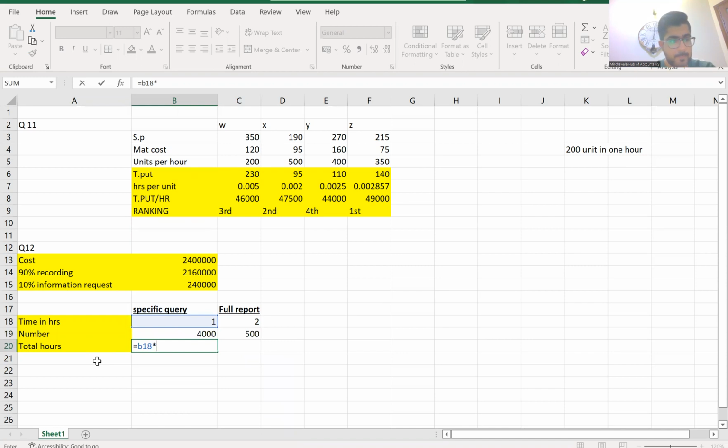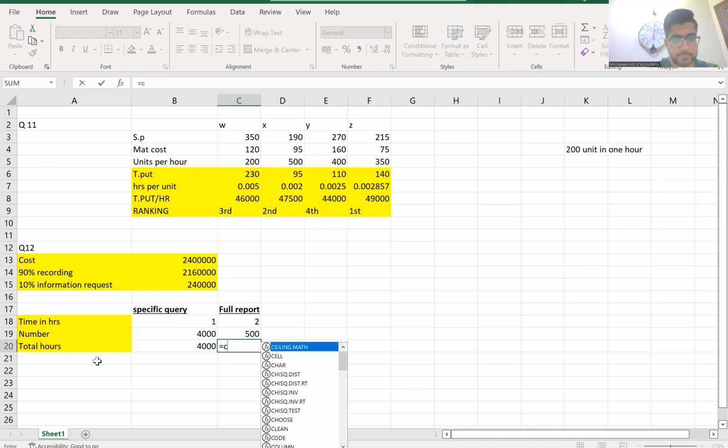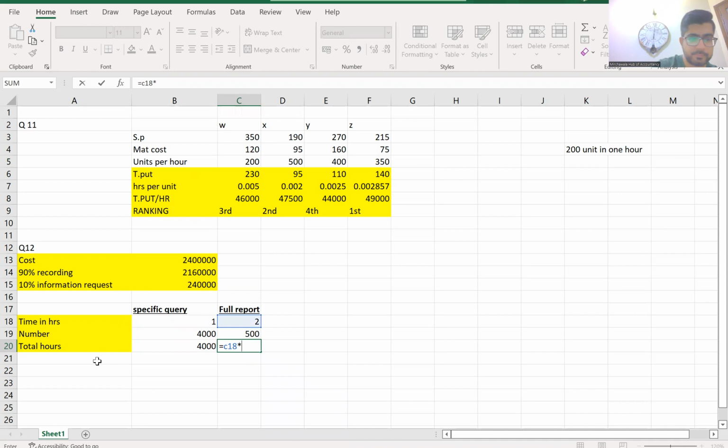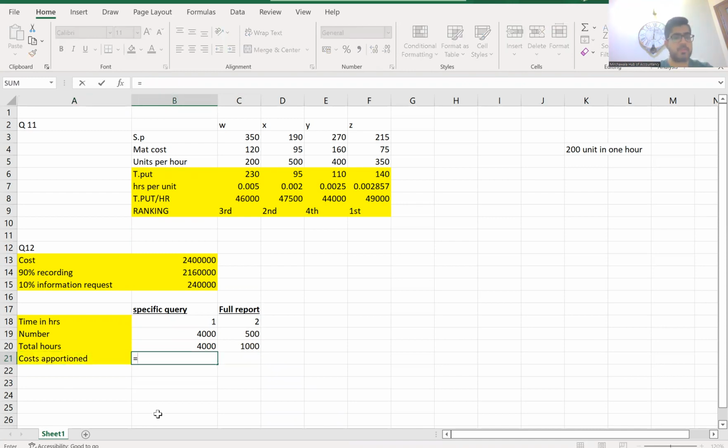one hour, 4,000 queries, 4,000 hours, and 2 hours, 500, 1,000. So costs are apportioned on the basis of time. So if you apportion costs on the basis of time, the cost is not 2.4 million to be apportioned, right? Only 240,000. This cost will be apportioned.